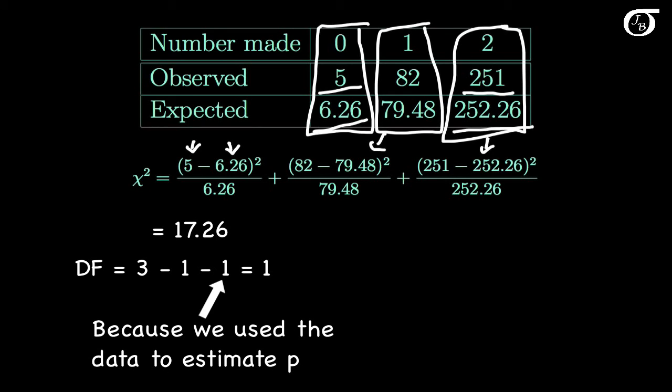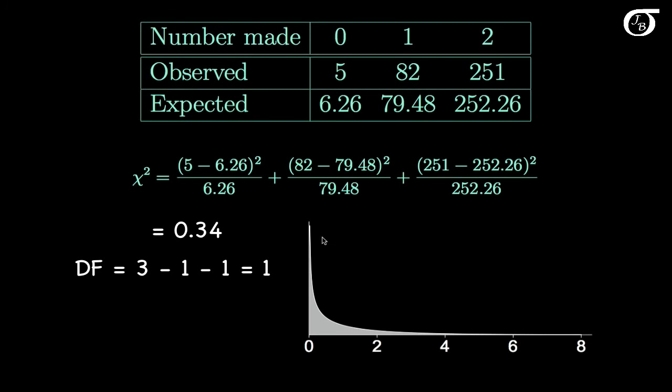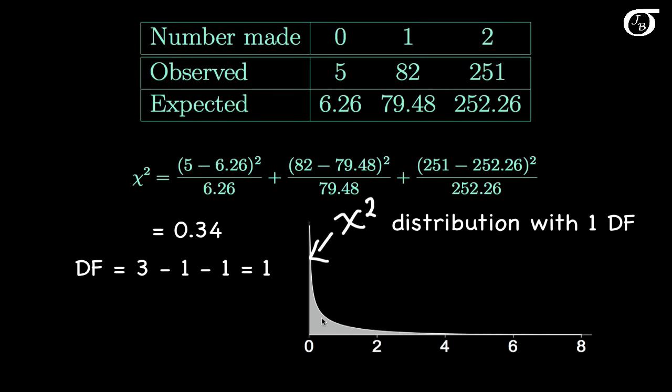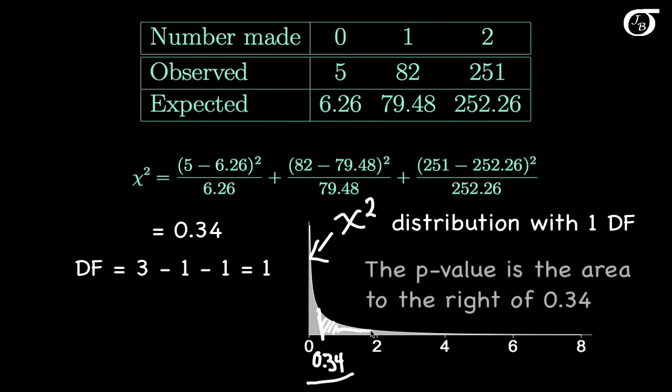Now let's plot in a chi-square distribution with 1 degree of freedom. Here I've plotted in a chi-square distribution with 1 degree of freedom, and the observed value of our test statistic is 0.34, which is somewhere around there. The larger the value of the test statistic, the greater the evidence against the null hypothesis, and the p-value is simply the area under the curve to the right of that test statistic, or in other words, the probability of getting this value or something even larger if the null hypothesis were actually true.